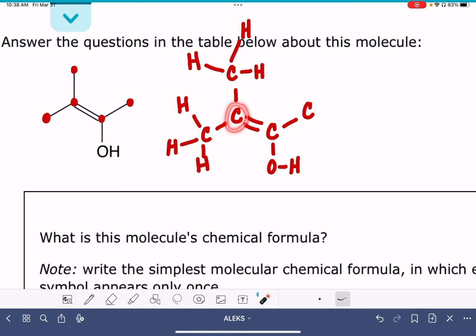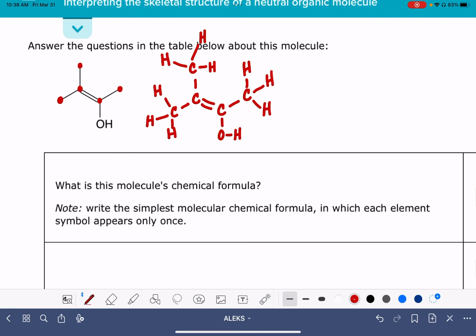This carbon atom has 1, 2, 3, 4 bonds. That means it does not have any more. There are no hydrogens on it. This carbon atom has 1, 2, 3, 4 bonds. Also, it does not have any more bonds. No hydrogen atoms here. This carbon atom, we can see one of its bonds. That means it's got 3 bonds that we can't see. Those are all of our hydrogens.